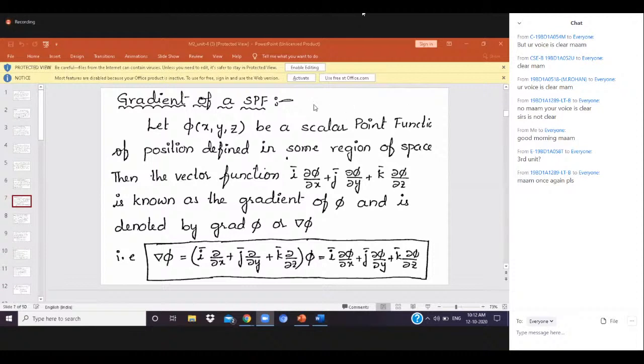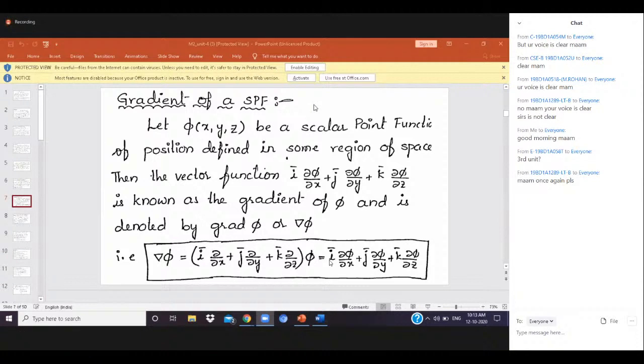Here we are considering a scalar point function. Now you have an idea of the scalar point function. For that, defined in some region of space, the vector function i bar dou phi by dou x plus j bar dou phi by dou y plus k bar dou phi by dou z is known as the gradient of phi, and it is symbolically represented as grad phi or del phi. Here we are using the del operator.